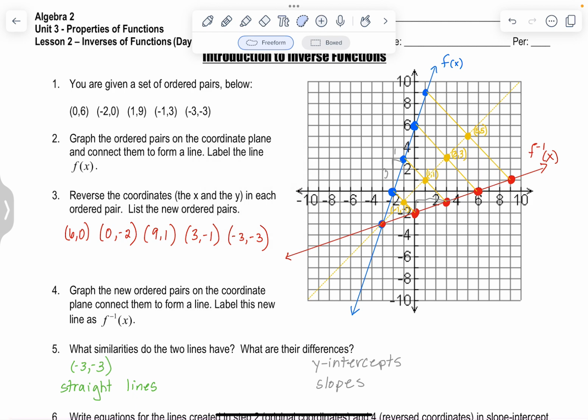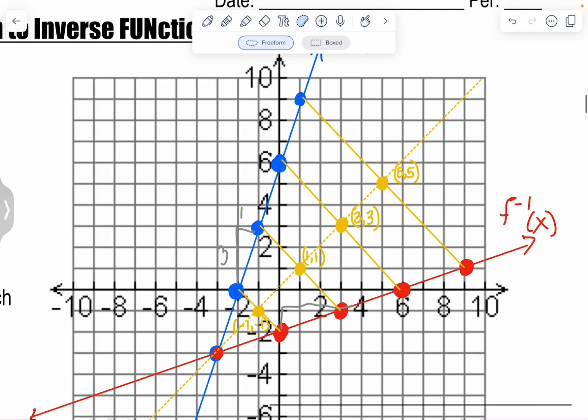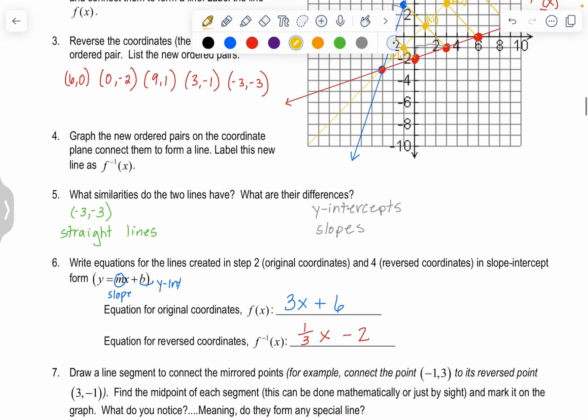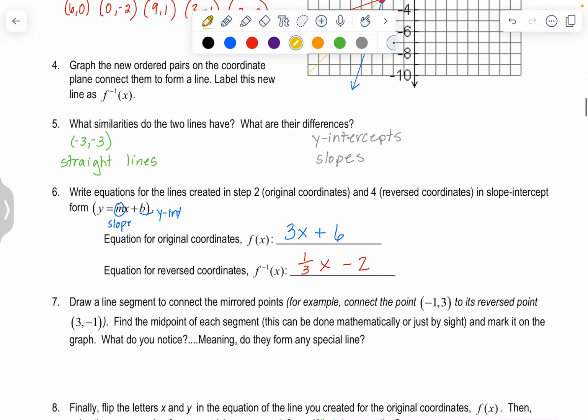If I were to connect those midpoints, it creates that dotted yellow line. This yellow line, just so you know, is the line y equals x. That's the line y equals x. So when question number 7 says, find the midpoint of each segment, what do you notice?